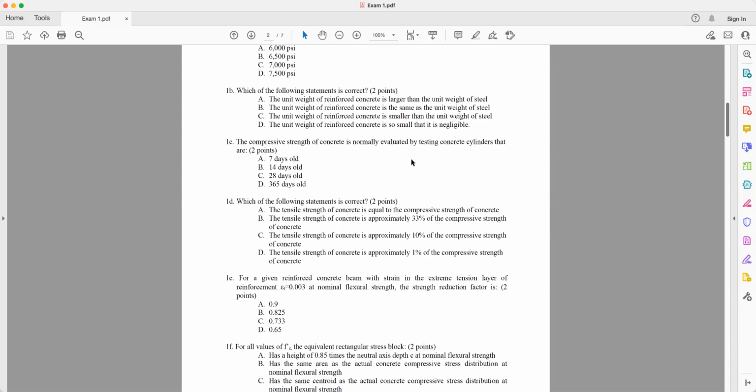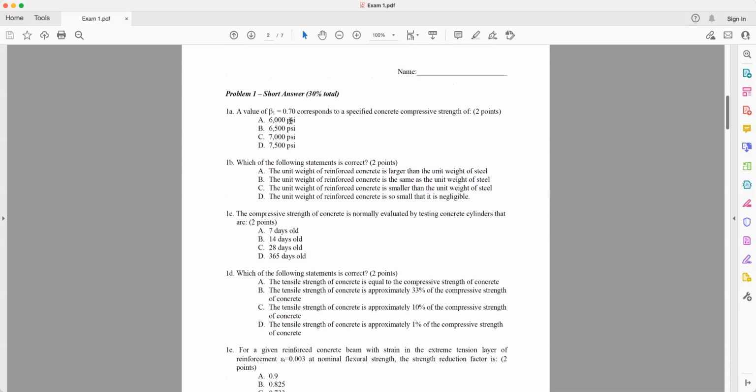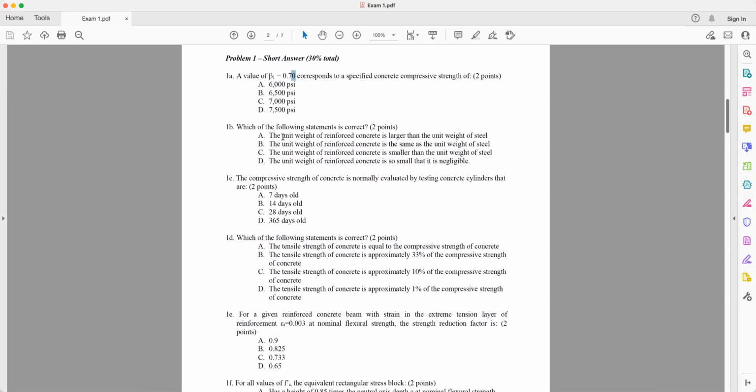All right, so first things first, problem number 1, short answers. A value of beta 1 equal to 0.7 corresponds to a specified concrete compressive strength of what? This means it has to be linearly interpolated, right? So check the equations and find out the values.